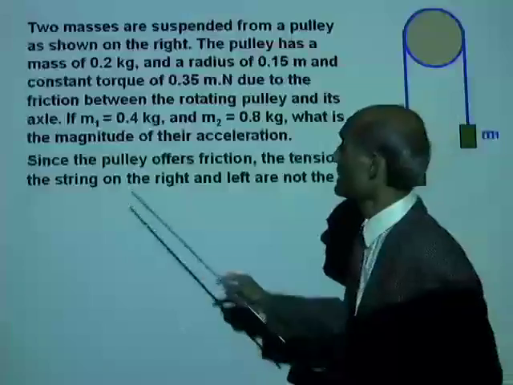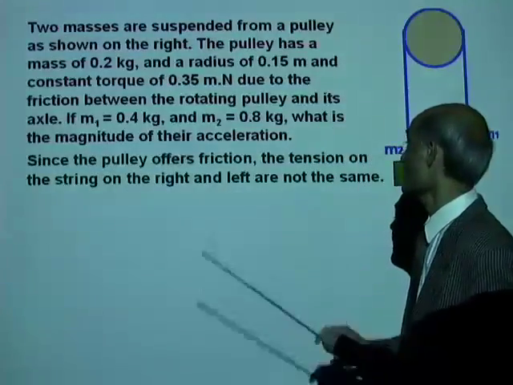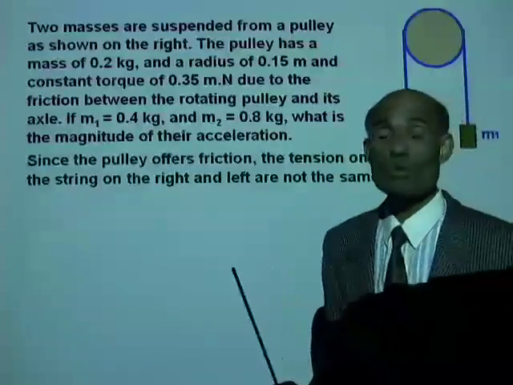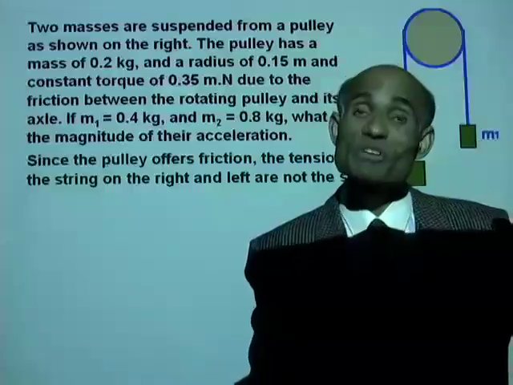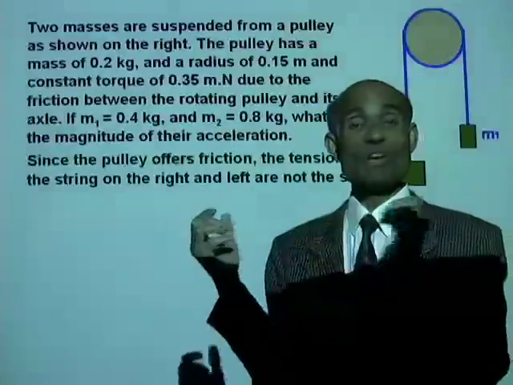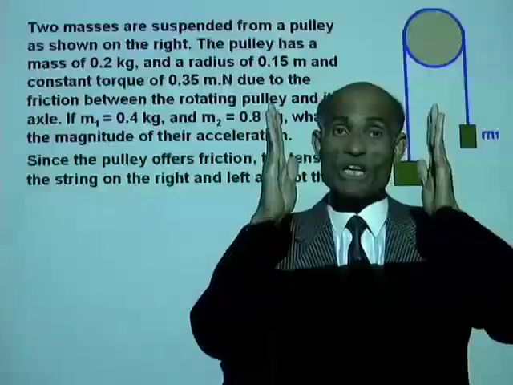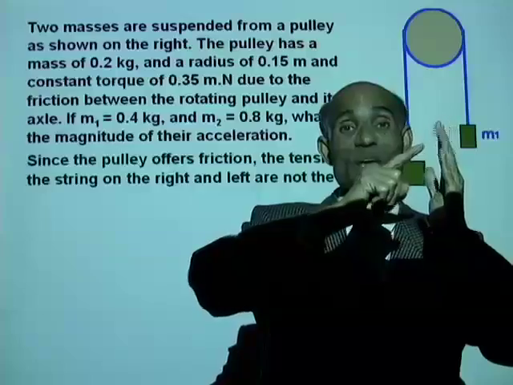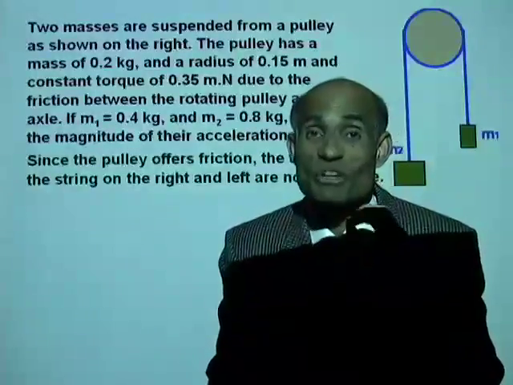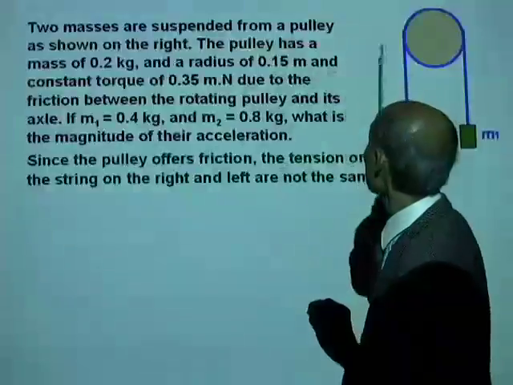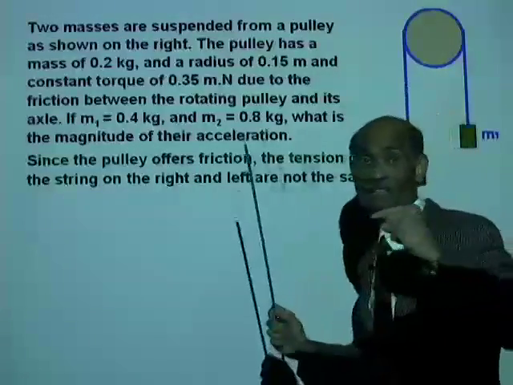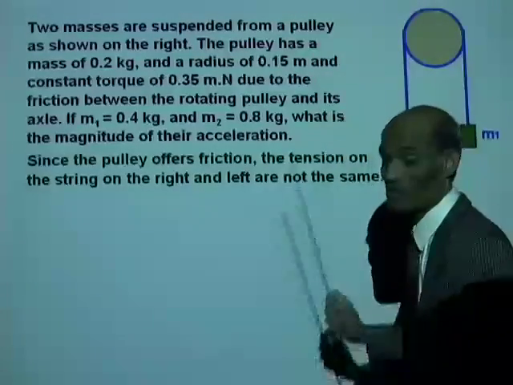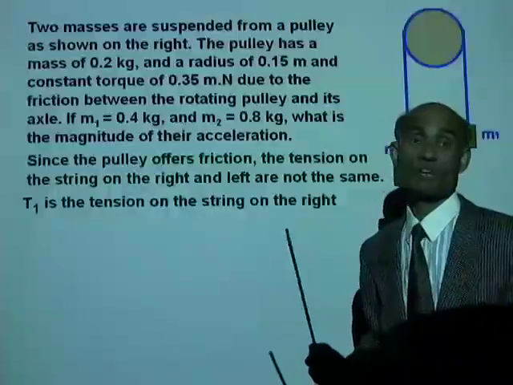Alright, let's do that. Since the pulley offers friction, the tension in the string on the right and on the left will not be the same. You see, in a previous case, when we did a problem like this, we said the tensions on each part of the string are the same because they represent the same string, and the pulley at that time was frictionless. Since there is friction between this pulley and its axis of rotation, the tension in the string on the right is not the same as the tension in the string on the left.